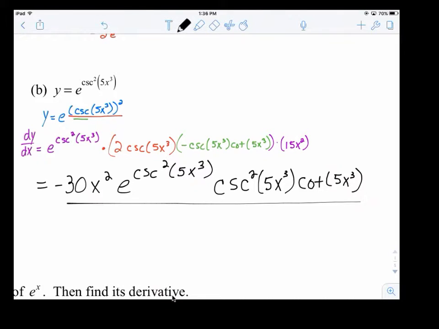All right, so again, you got the 2, you got the negative 1, you got the 15. That's negative 30. You got the x squared. Bring down the e, and then you have cosecant times cosecant, which is cosecant squared, and then the cotangent.